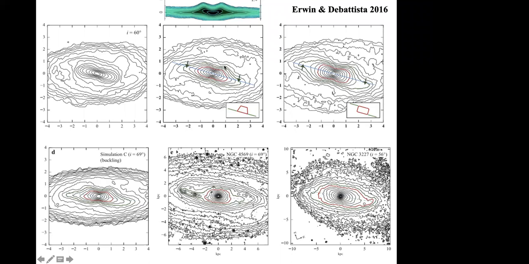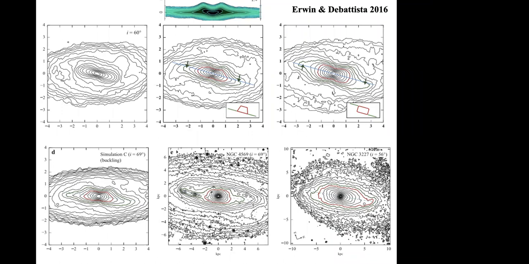And when that happens, what you end up with is, again, a trapezoidal boxy shape in the center. And then you have spurs again, but the spurs are on the same side of the galaxy on either side of the bar. So the cartoon is now more like a hat. And so that is the photometric signature of a bar that is undergoing buckling.